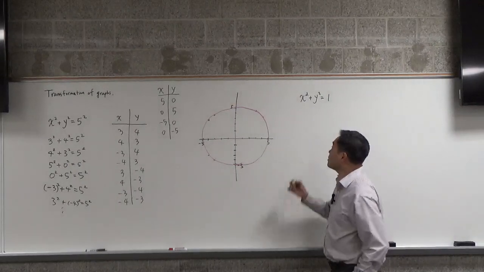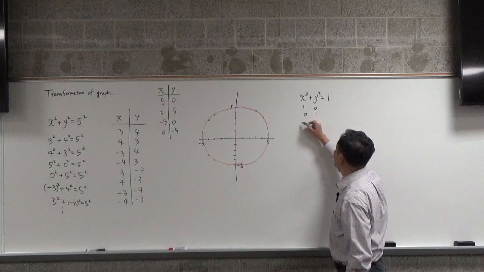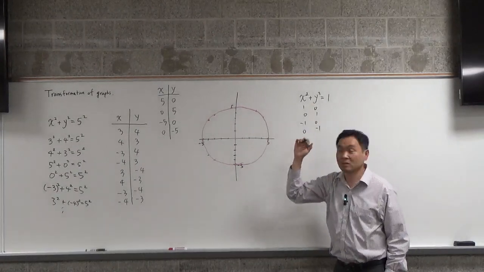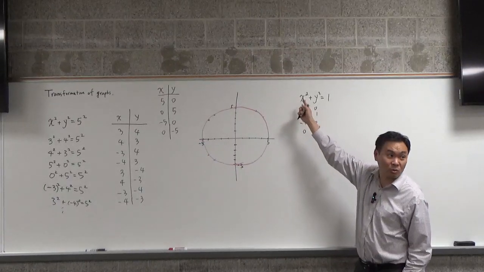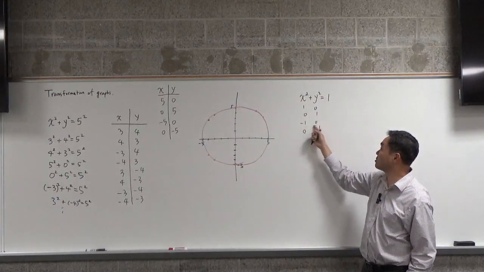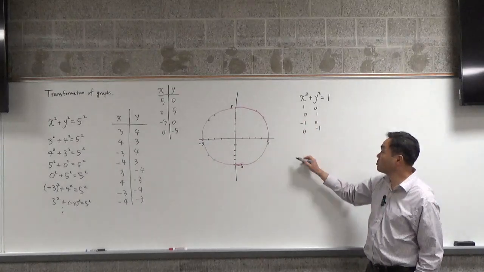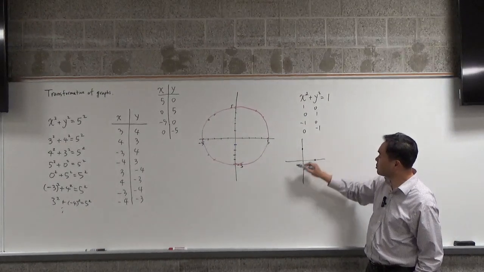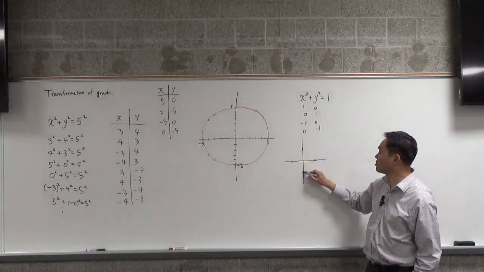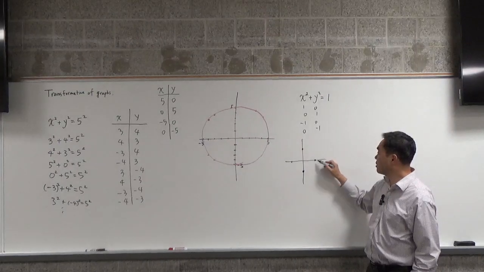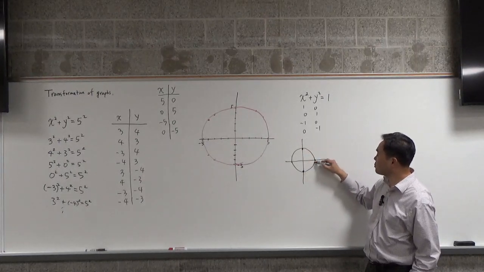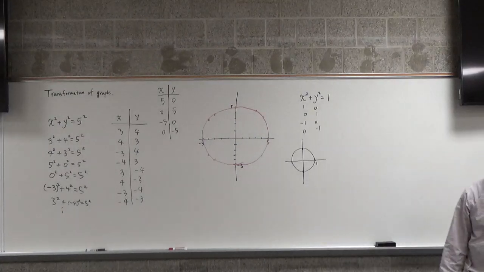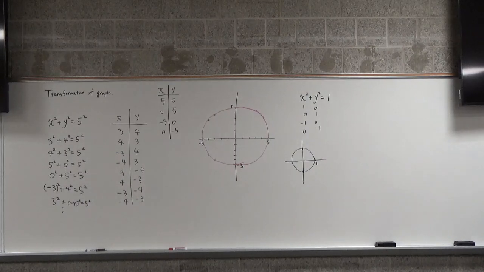Because over here, you can just put 1, 0, 0, 1, negative 1, 0, 0, negative 1. These are the 4 points that would satisfy this, right? Negative 1 squares to positive 1, so 1 plus 0 will give you 1. So this definitely satisfies it. Once you know that those 4 points satisfy, here's 1, 0, here's 0, 1, here's negative 1, 0, here's 0, negative 1. And the circle must be passing through these points. So what's the radius? 1. Okay? So that's how you get it.